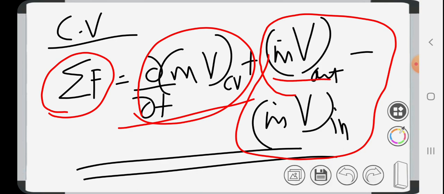So this is the outgoing momentum flux, the momentum associated with the mass that is flowing outside, and this is the momentum associated with the mass coming inside that control volume. So this difference plus the rate of change of momentum within that control volume, the sum of these two terms will give the net force acting on that control volume. So this is how we write the conservation equation for momentum over a control volume.